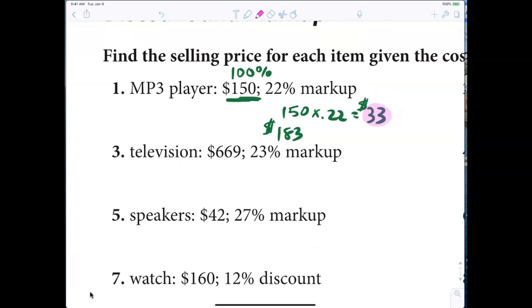Now, if you mark something up 22%, you're adding 22% to the price. Does everybody agree with that? Where I'm going: instead of being 100%, the value is going to be worth what percentage? 122%. So now I want you to take the $150, and if I mark it up by 22%, I'm going to multiply that by 1.22. Everybody do 150 times 1.22.